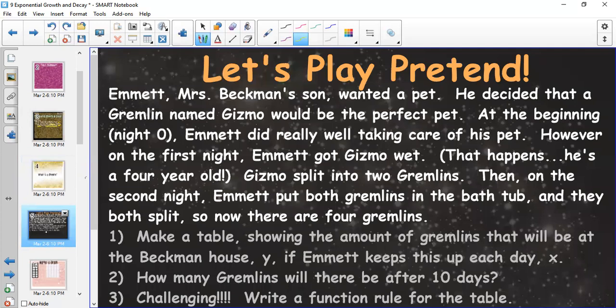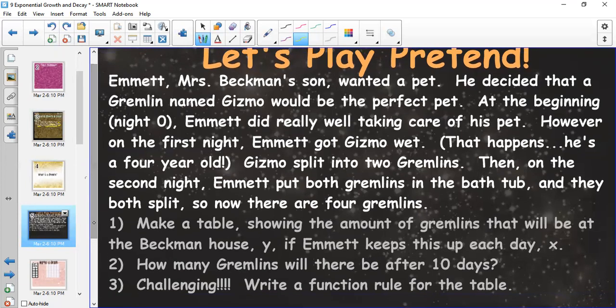So Emmett Beckman, my son, wanted a pet. He decided that a gremlin named Gizmo would be the perfect pet. At the beginning, night 0, Emmett did really well taking care of his pet. However, on the first night, Emmett got Gizmo wet. That happens. He's only 4 years old. So Gizmo then split into 2 gremlins. So instead of 1 gremlin, I now have 2. Then on the second night, Emmett put both gremlins in the bathtub and they both split. So now there are a total of 4 gremlins.